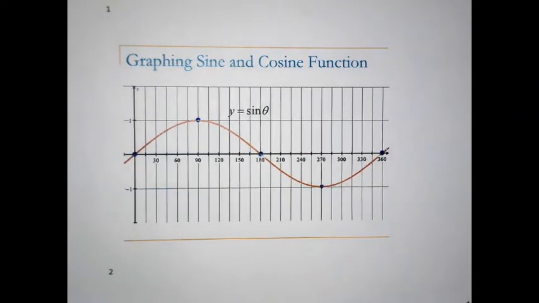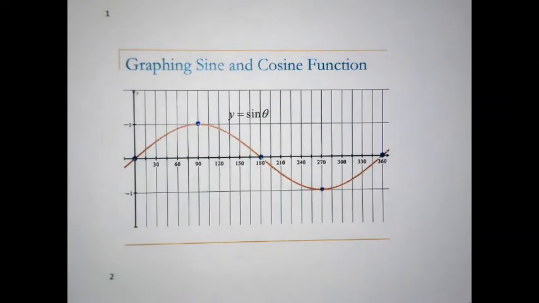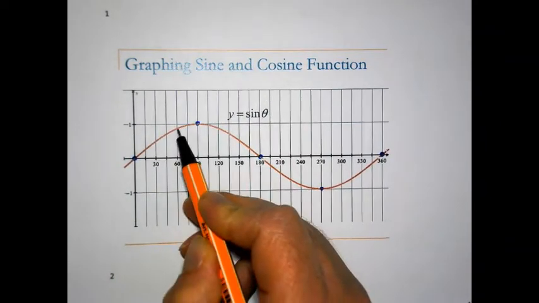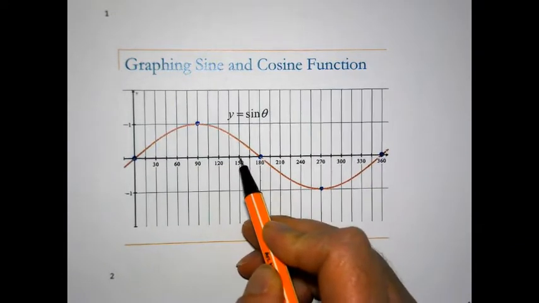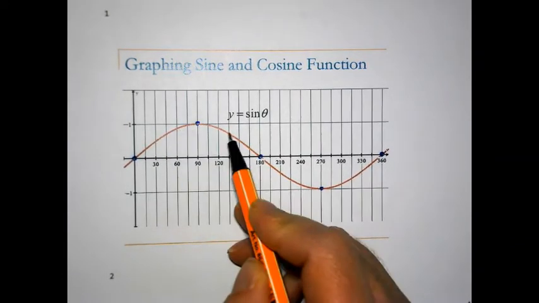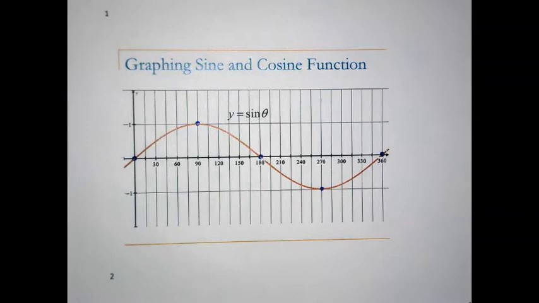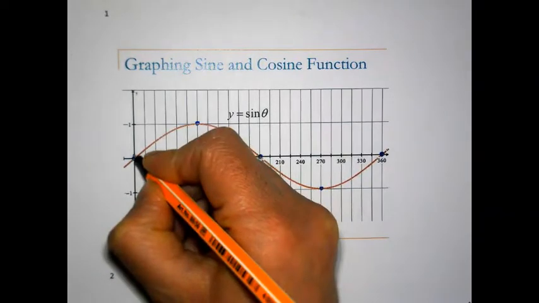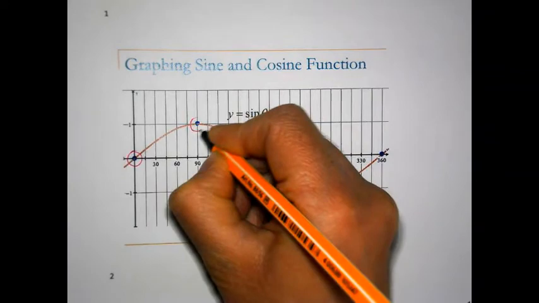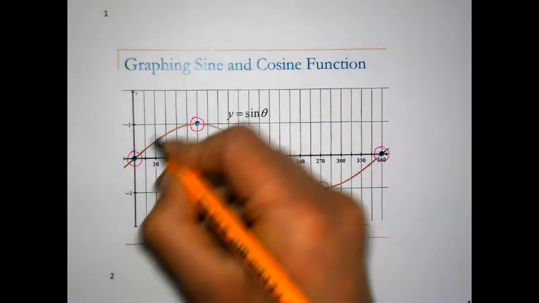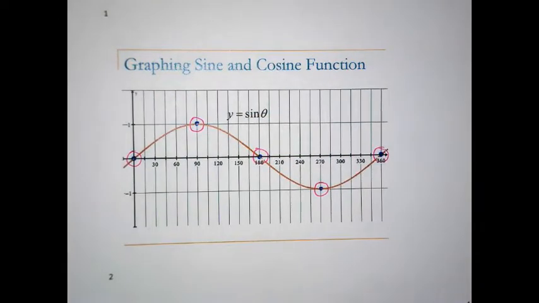Now typically, when this graph was created, we looked at the values of all the points at 30 degrees, 60 degrees, 120, 150. But when you want to generate the sine function, these are the 5 key points which will help us with the pattern of the sine function.